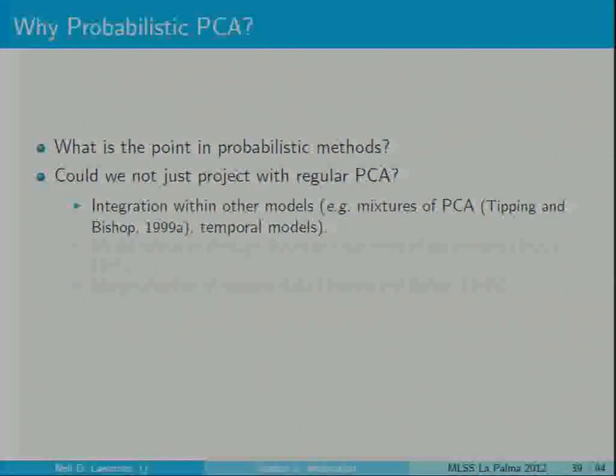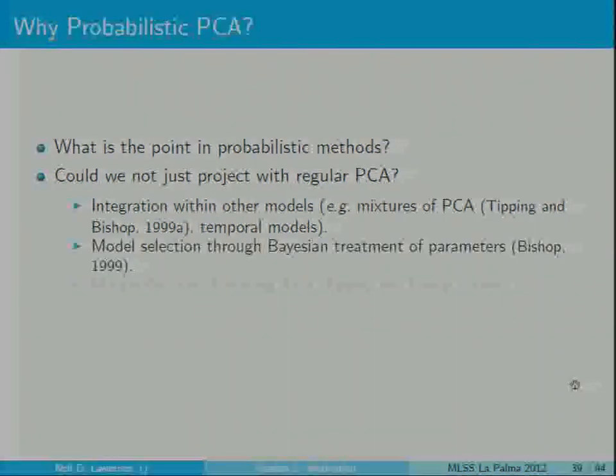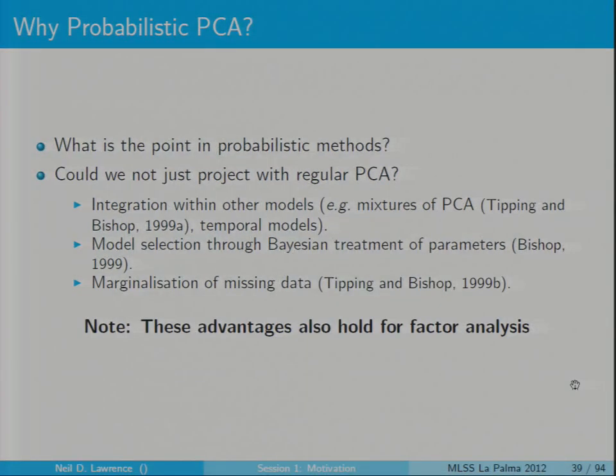So that's lesson 1. If you're going to do mixtures of Gaussians in high dimensions, don't. Do mixtures of probabilistic PCA or Bayesian factor analysis. Excellent standard model for comparison against. You can do model selection with Bayesian treatment of the parameters, so learning the dimensionality. If there's time in the 3rd session, I'm going to show you that for nonlinear dimensionality reduction. And you can deal with missing data. So missing data, these all hold for factor analysis as well. I wanted to emphasize that. I look at PCA.